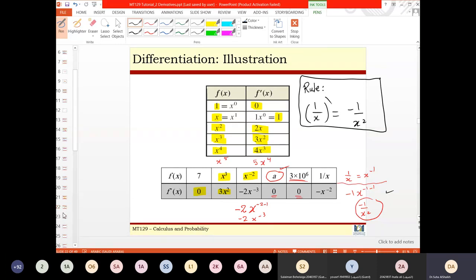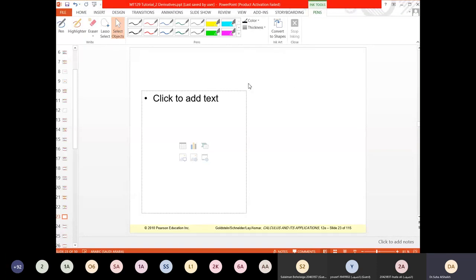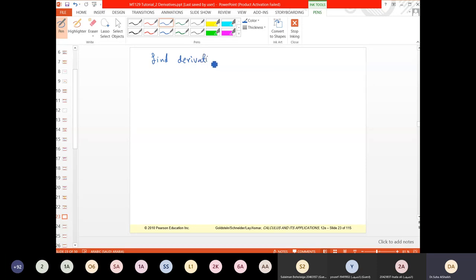Let me give you simple examples. One more, or a couple of examples here. Find the derivative of the following. Number 1, you have y equal to 3x squared minus 4x plus 5.